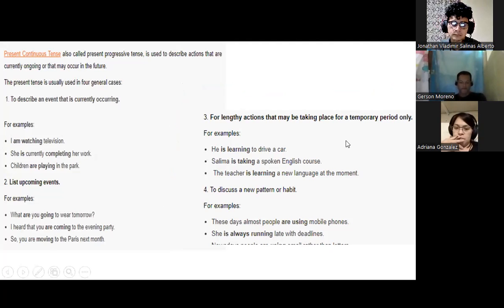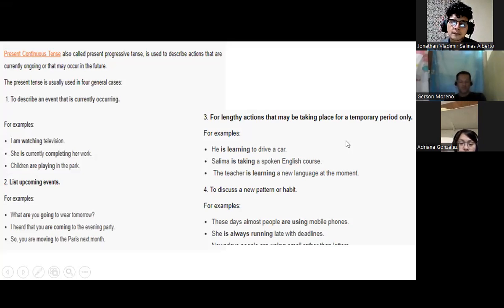Okay, so Salima is taking a spoken English course. That's what we are doing now. And I am learning to drive a truck, for example. So it's an action that is taken for a period of time. And to discuss a new pattern or habit.